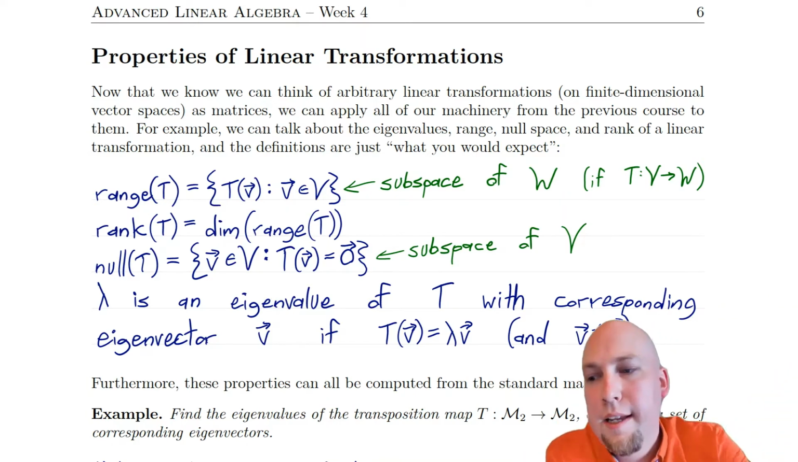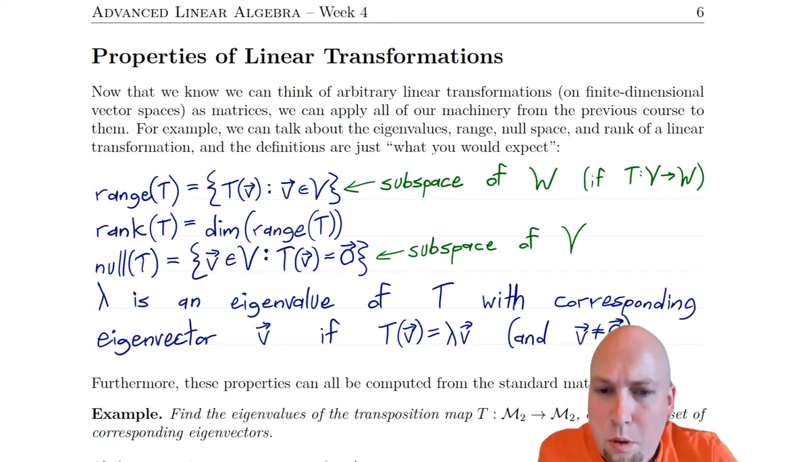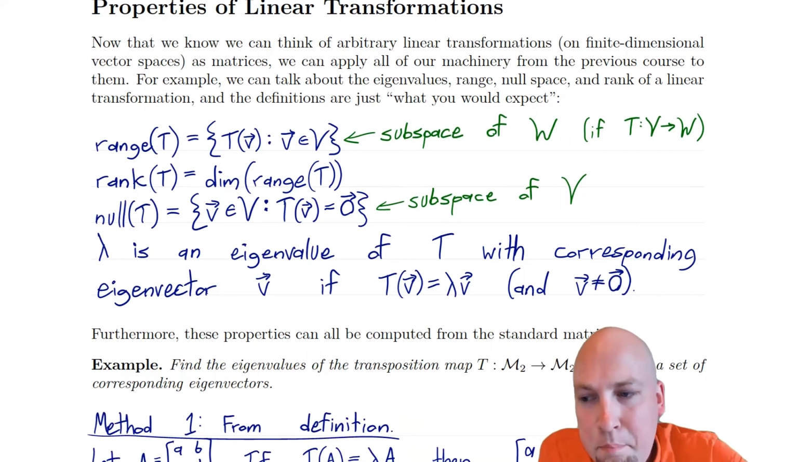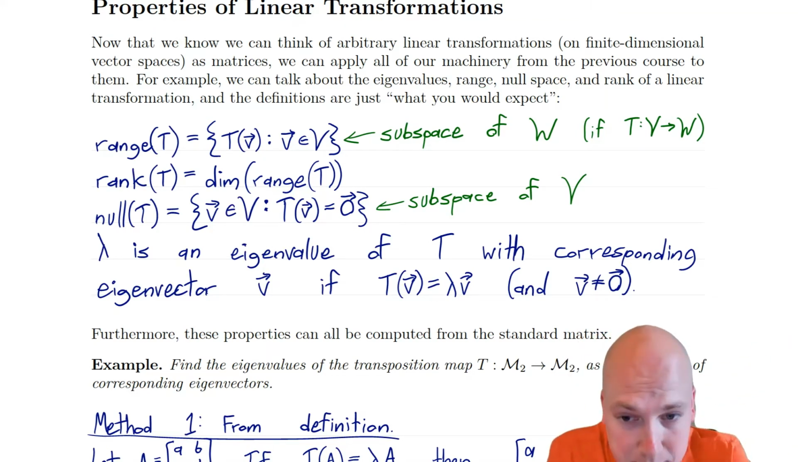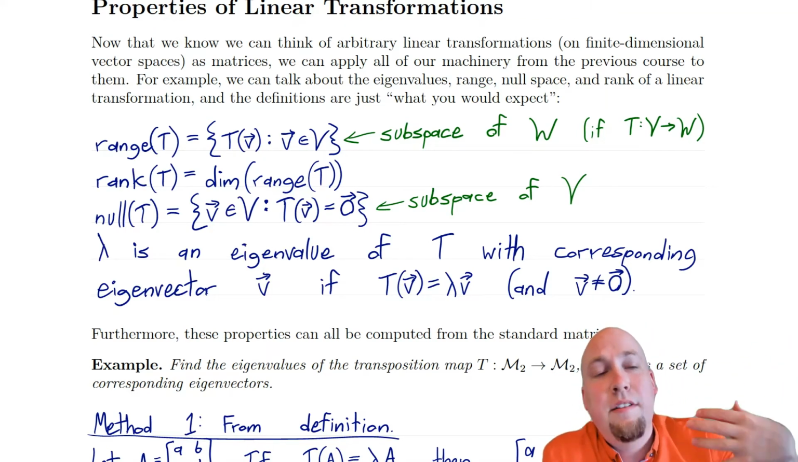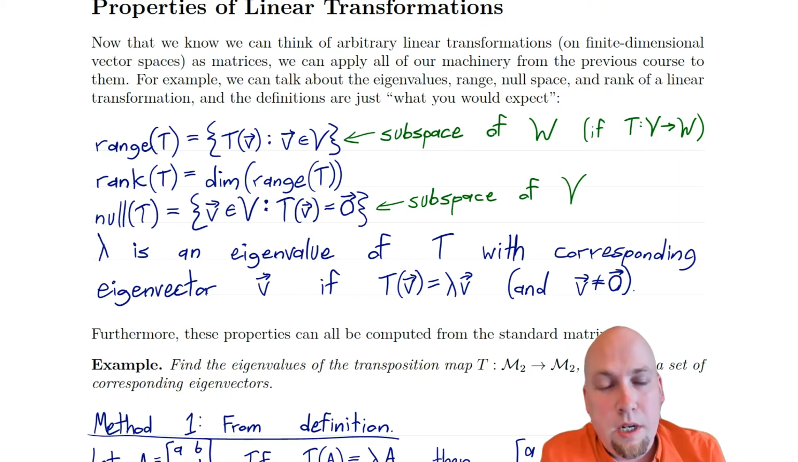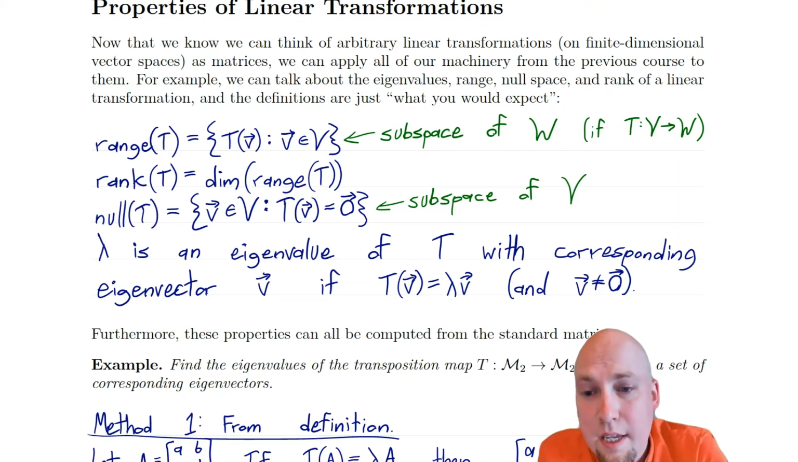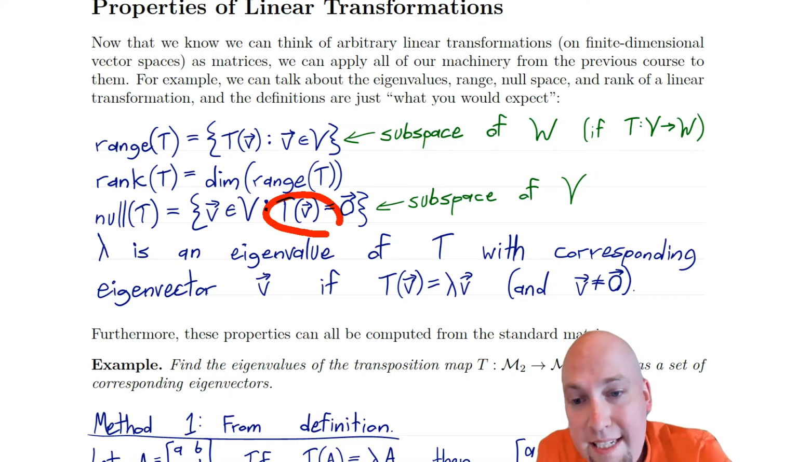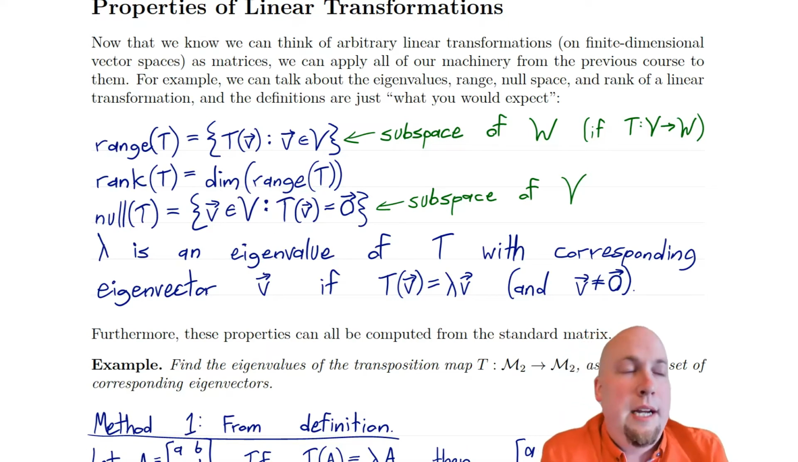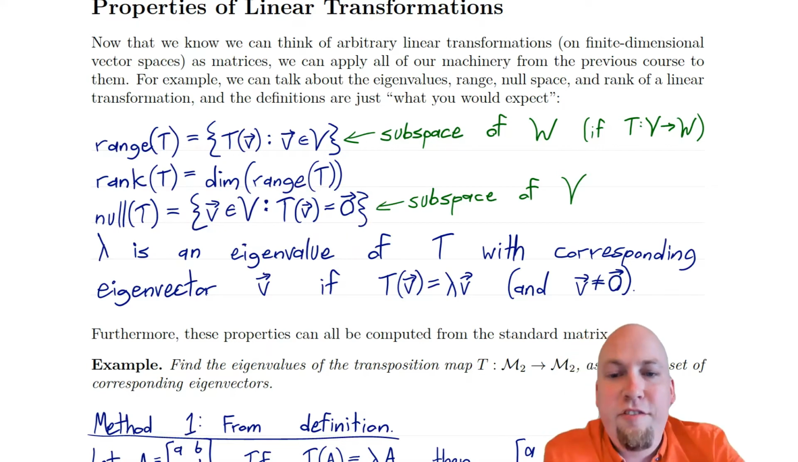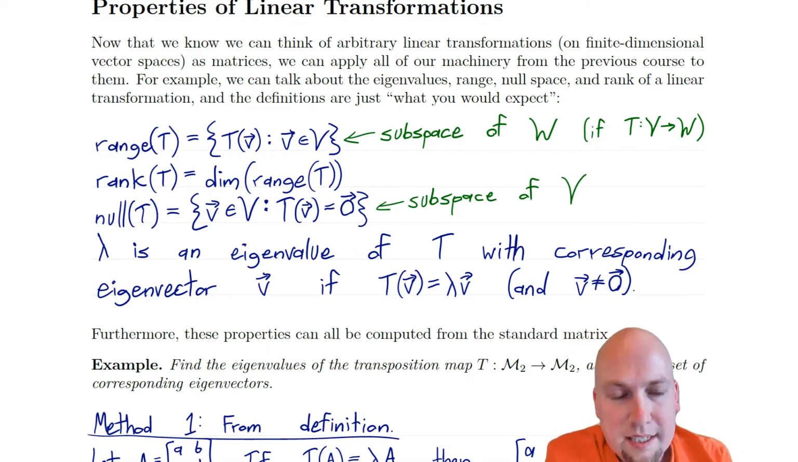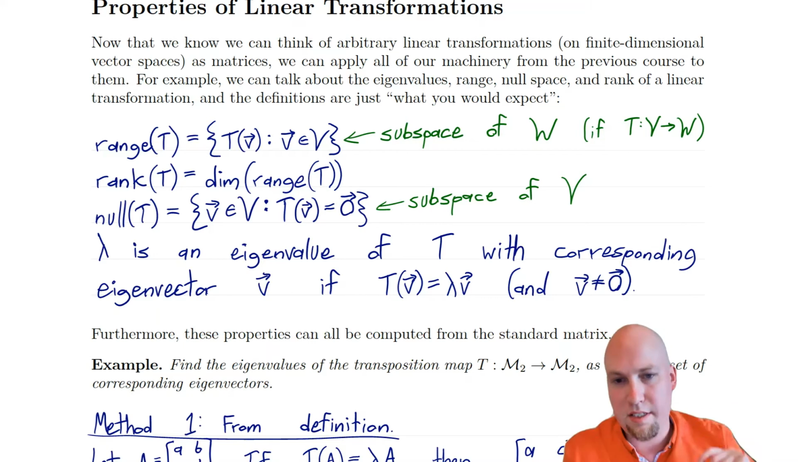Okay. Next up, the null space. We're not going to do a whole lot with the null space yet, but the null space of a linear transformation, we can talk about that as well. It's, again, the same idea as it was for matrices. It's just the set of all vectors that get mapped to 0, right? The null space of a matrix was the set of all vectors such that Av equals 0. Well, now we're working with linear transformations, so it's the set of all vectors such that T(v) equals 0, okay? It's the set of all vectors that get squished down to the 0 vector.